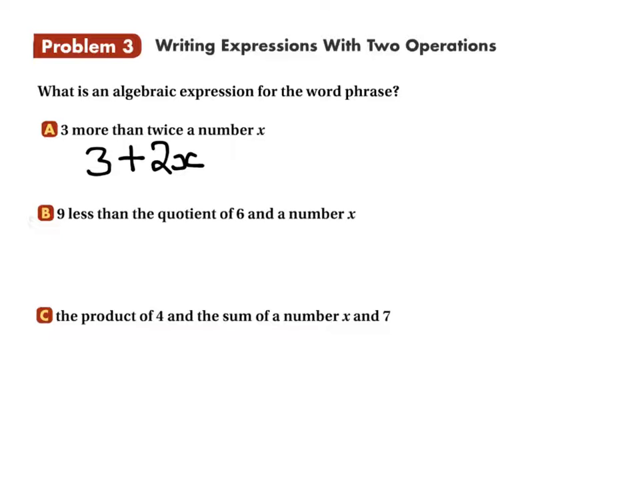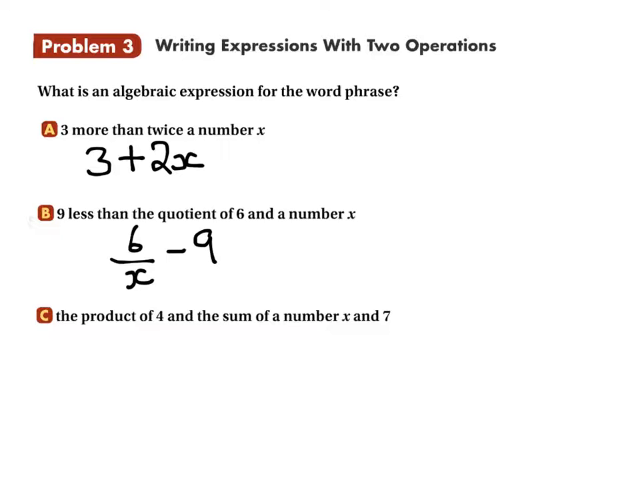Let's go to the next one. 9 less than the quotient of 6 and a number x. Quotient means division. Quotient of 6 and a number x is 6 divided by x. 9 less than that, minus 9.